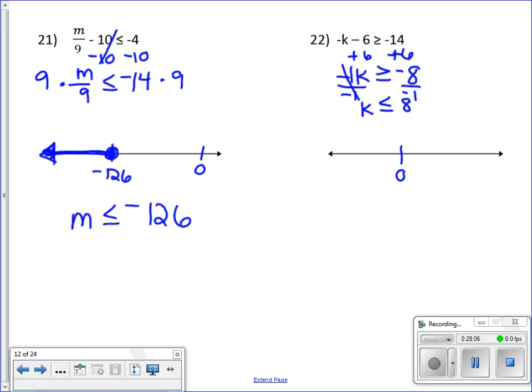So again, if this was 0, this is going to maybe be 8 here. It's all the numbers that are less than or equal. So I'm going to circle that. I'm going to fill it in. Less than, and everything in between.